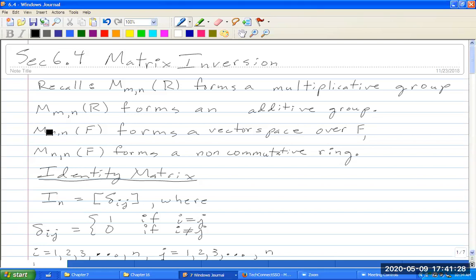M sub m cross n of F, where F here is a field, forms a vector space over this field F, and it forms a non-commutative ring.